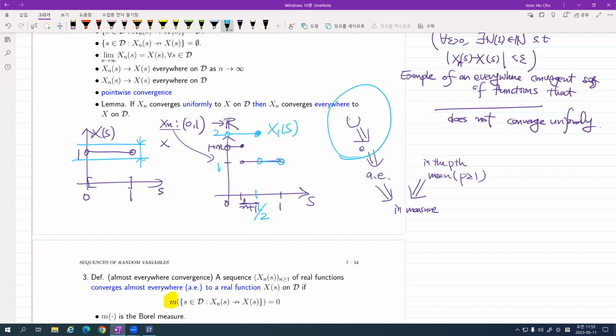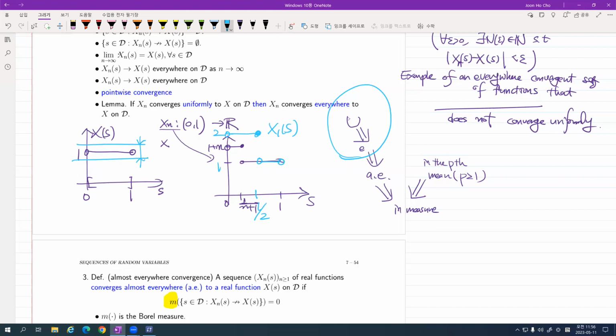Now, you've seen convergence everywhere. That means at every point on the domain, you have a convergent sequence of real numbers, right? Because as we've seen in random process, if you fix s in the domain, then you no longer have a function. You just have a sequence of real numbers, right? So if that sequence converges, then you are done for the convergence everywhere.